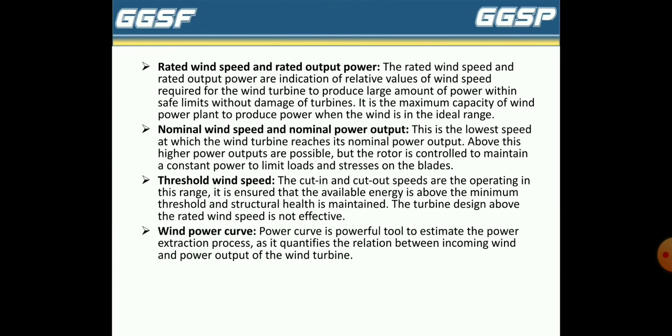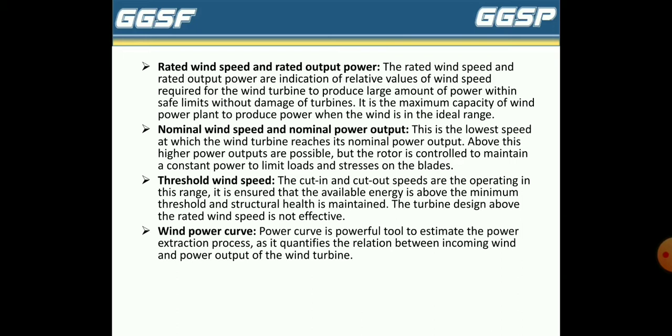Rated wind speed and rated output power. The rated wind speed and the rated output power are an indication of the relative value of wind speed required for the wind turbine to produce a large amount of power within safe limits without damaging the turbine. It is the maximum capacity of the wind power plant to produce power when the wind is in the ideal range.